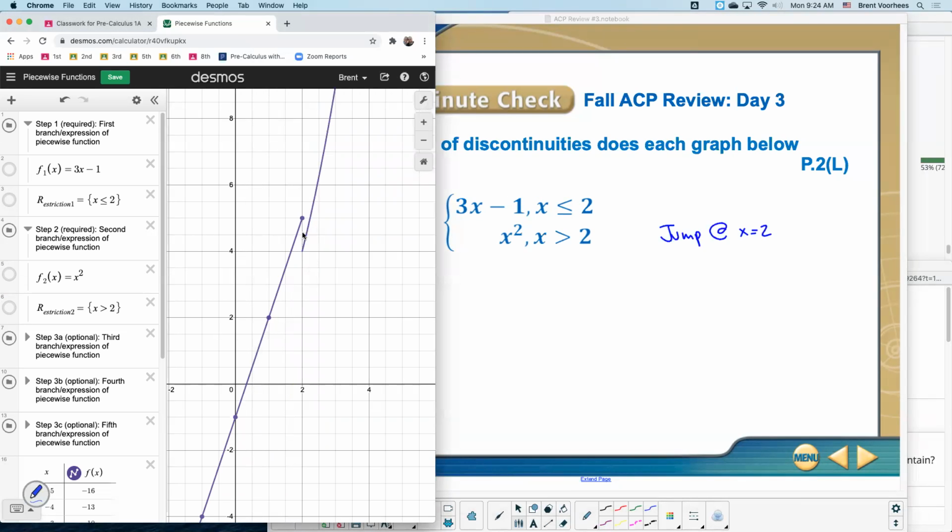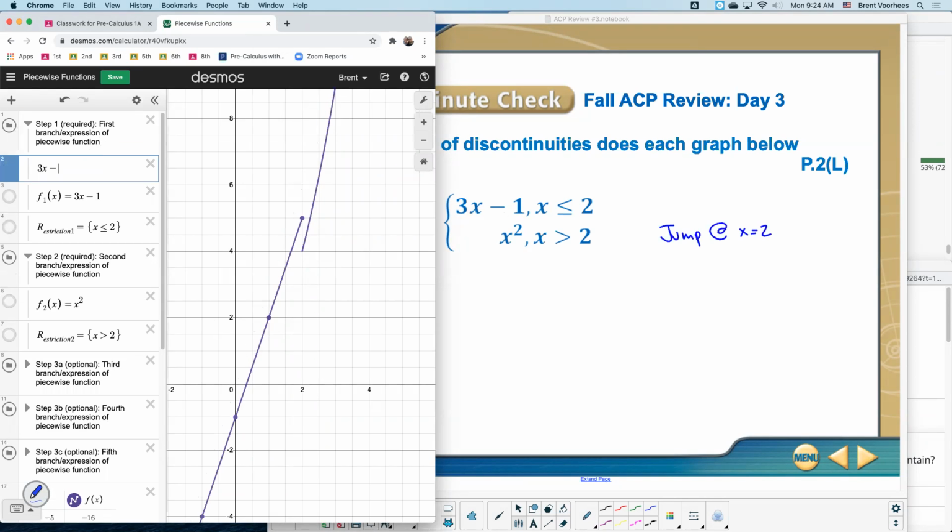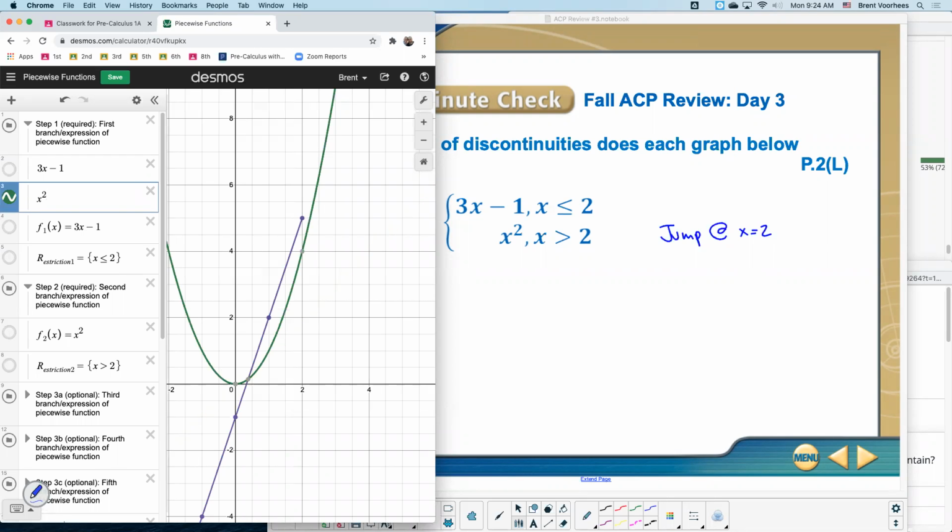This piece right here on the right refers to the x squared. The other one's 3x minus 1. I could prove it to you just by adding extra equations. If I said 3x minus 1, you'll see that goes through that bottom piece. And if I added an x squared, you'd see that's what goes through the right piece. It's just that they switched at 2. That's where one stopped graphing and where the other started.